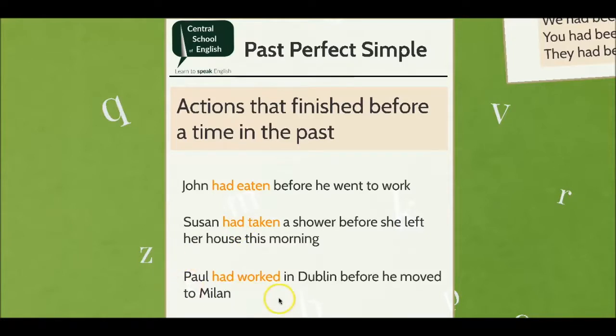Finally, the sentence, Paul had worked in Dublin before he moved to Milan. The past perfect tense, Paul had worked in Dublin, tells us that first Paul worked in Dublin and later he moved to Milan.